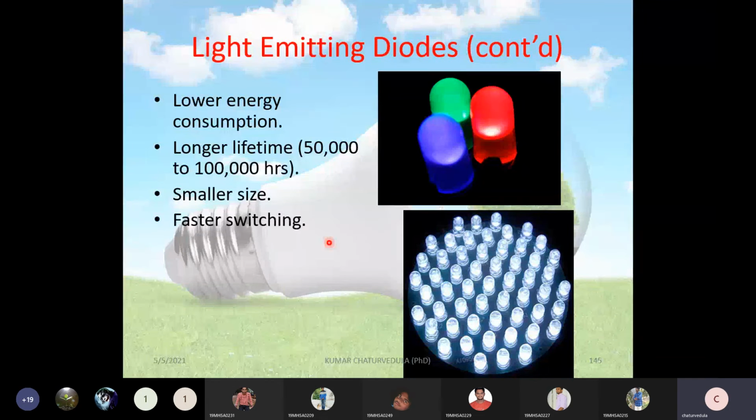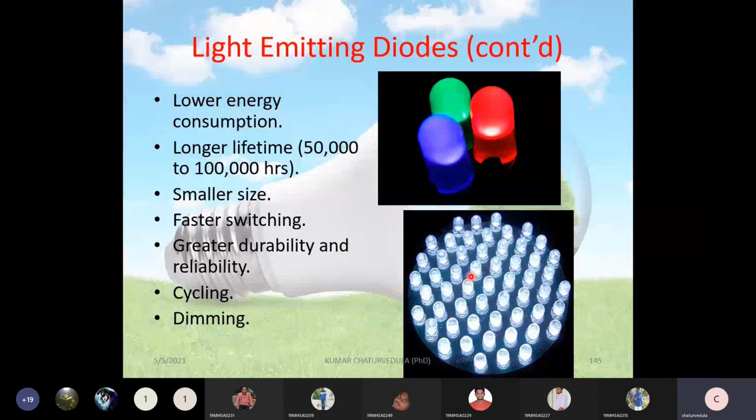These are small in size. They have faster switching, greater reliability, and dimming and cycling. Cycling means they can be operated in such a way that dim on and bright on, like that. That process is possible only with this type of LED, not the LED I have shown earlier, which is a single LED bulb. They don't have any option of dimming and brightening. This type of LED system has an option of dimming and brightening.